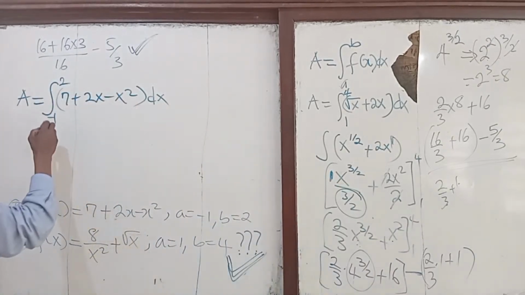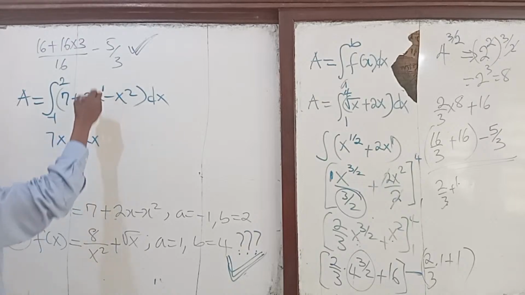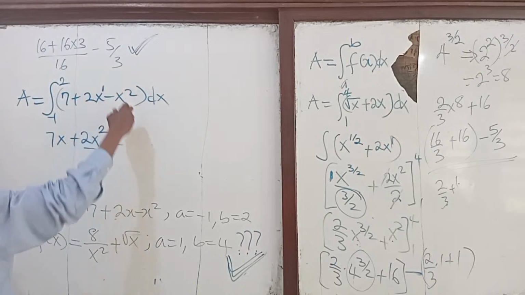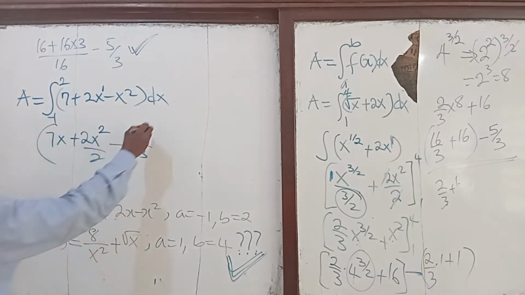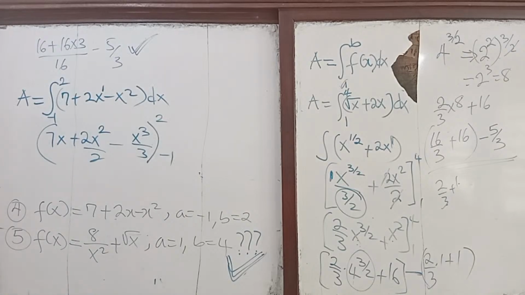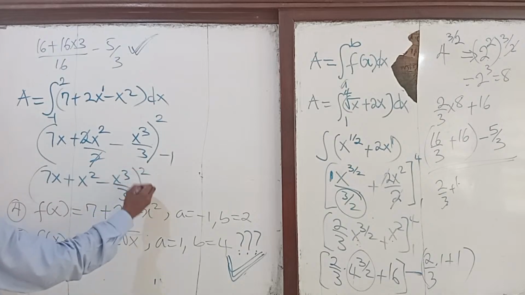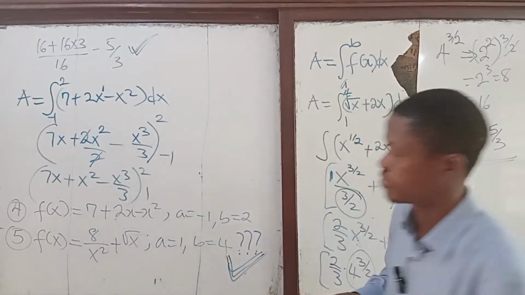Okay, so this will be 7x, plus 2x squared, where the power is 1 plus 1 over 2, then minus x cubed, where the power is 2 plus 1 over 3, evaluated from minus 1 to 2. So this 2 cancels. We have 7x plus x squared minus x cubed over 3. So that's what we have. We just need to begin to substitute the upper and the lower boundary.